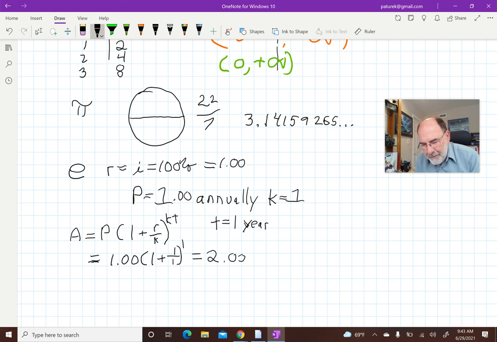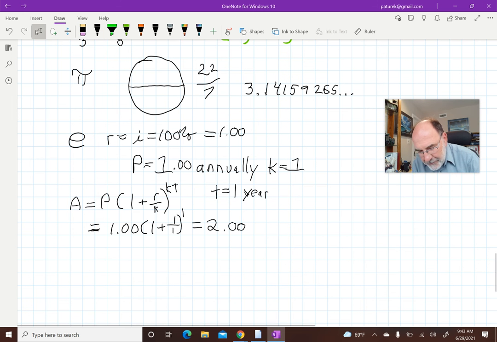Ta-da! You can check it with a calculator if you have any doubts about my math skills. All right, so there you go. If you have a 100% interest rate and you start with a value of 1 unit, after 1 year of being compounded annually, you'll have doubled your money. And that would be great if you could do it in real life.